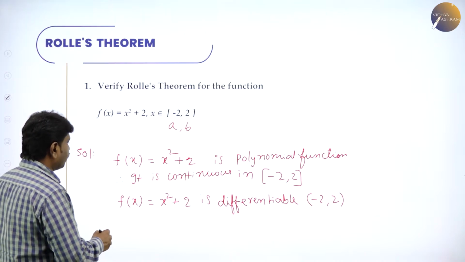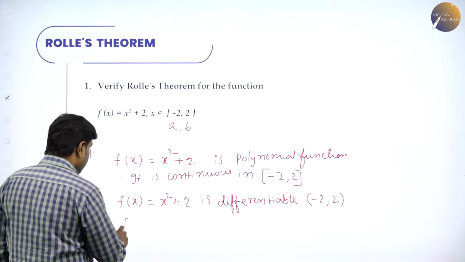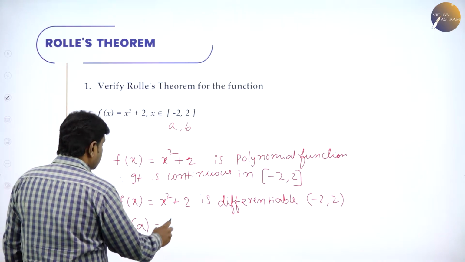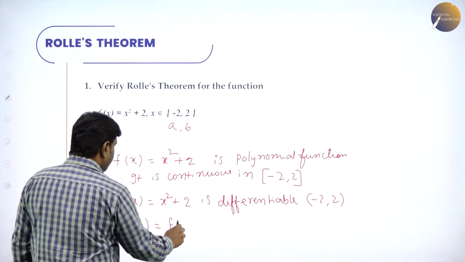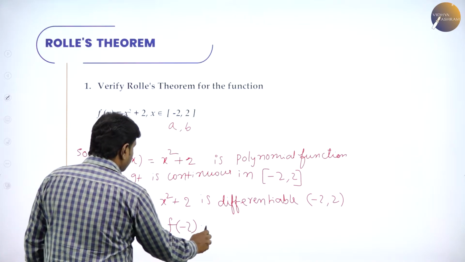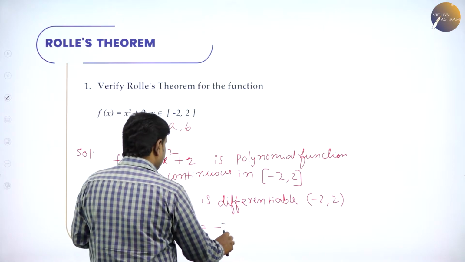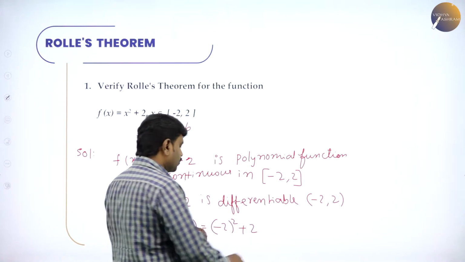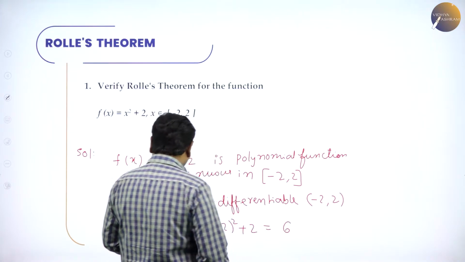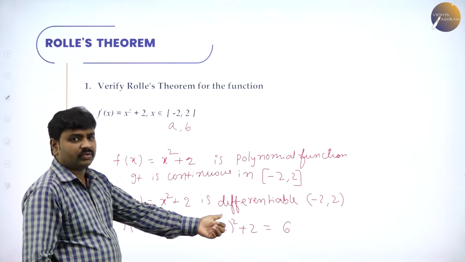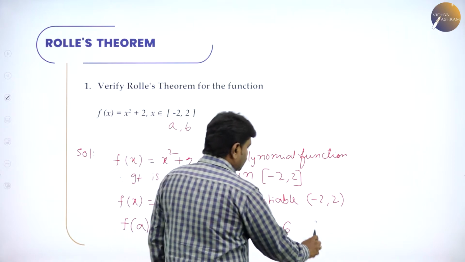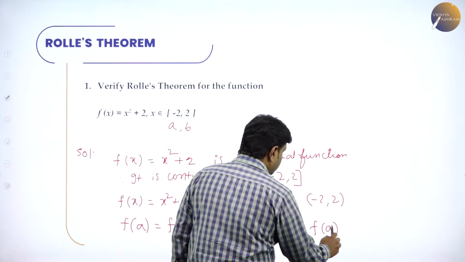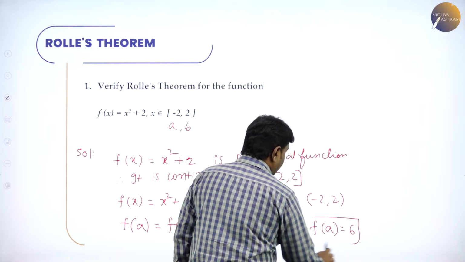And you should find f of a. Here a is minus 2, so find f of minus 2. In the place of x put minus 2. It gives minus 2 the whole square plus 2. Minus 2 the whole square is 4. 4 plus 2 is 6. So f of a is exactly 6. We got it.